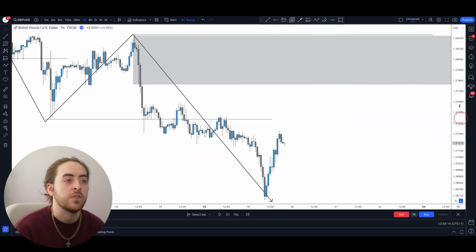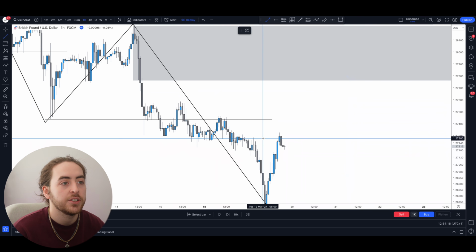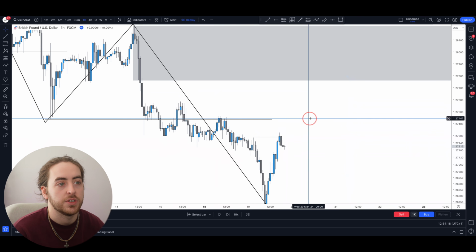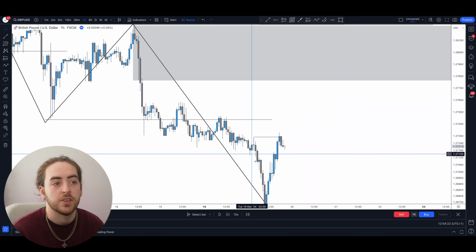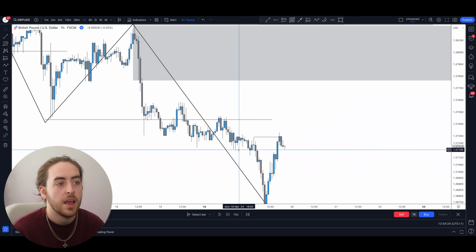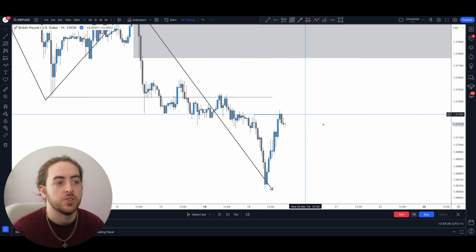So as we can see now that we're on the hourly, we have indeed actually had a break of the structure just here. So we have this lower low structure forming and lower high structure forming on the lower time frames. And then we broke above the structure just here.